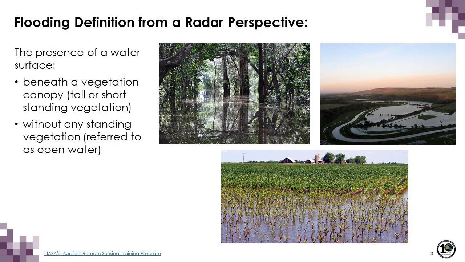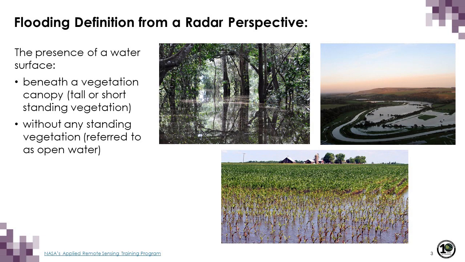I'll start out by defining what is meant by flooding from a radar perspective. It refers to the presence of a water surface underneath a vegetation canopy, regardless of whether it is forest or agriculture. When I refer to an inundated forest, it means that underneath the vegetation canopy, there is standing water above the soil surface, as shown in the figure on the top left. In agricultural or herbaceous areas, the leaves or stems of the plants visibly emerge above the water surface, as shown in the bottom center figure.